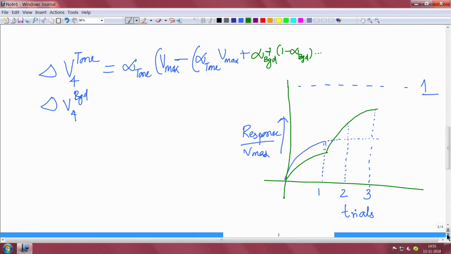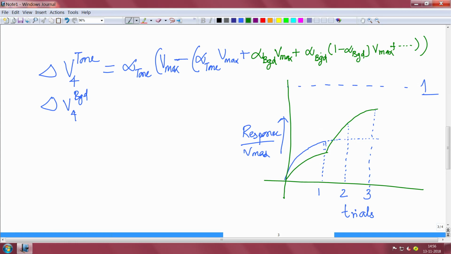We have to add in all of this. So, the response would be the response at that position, right. So, that would be alpha BGD Vmax plus alpha BGD times 1 minus alpha BGD times Vmax, and so on and so forth, many terms together.